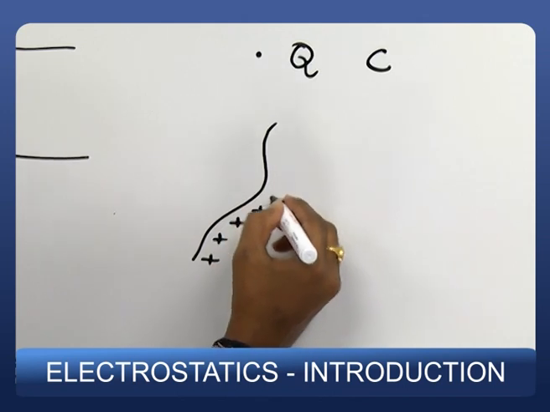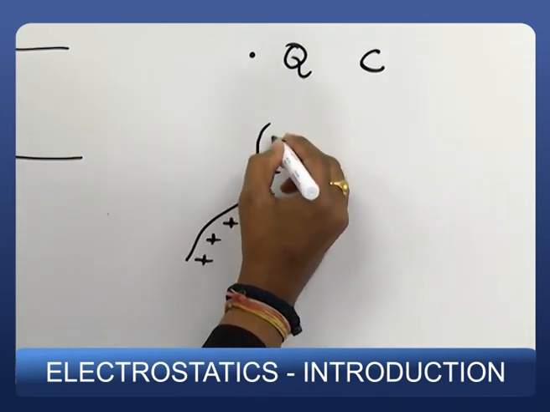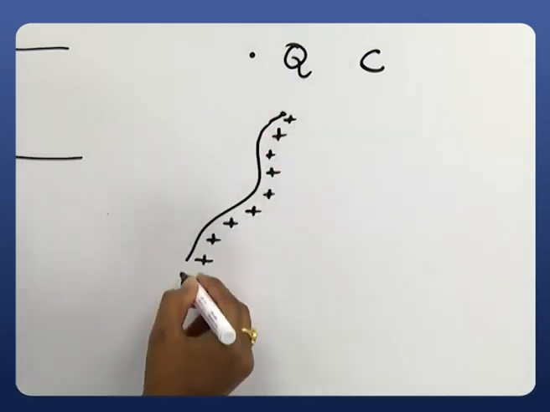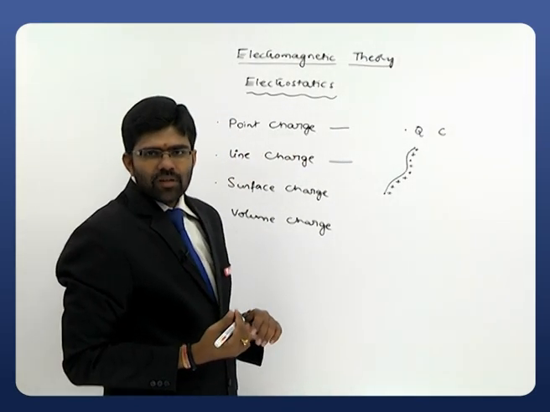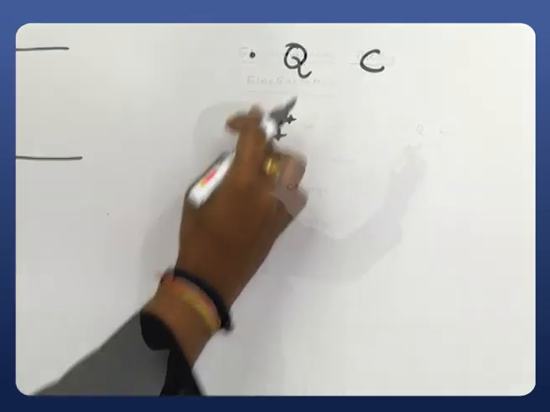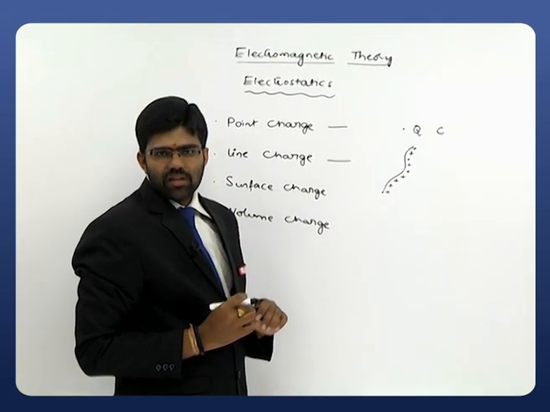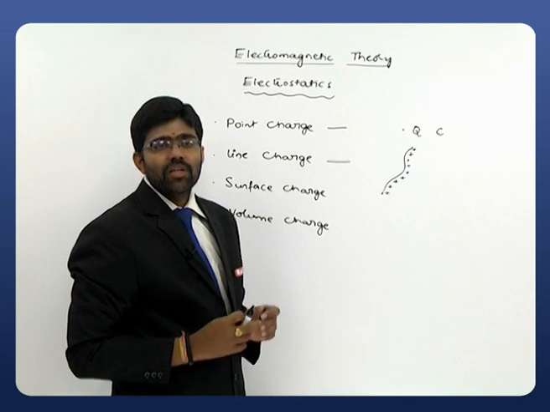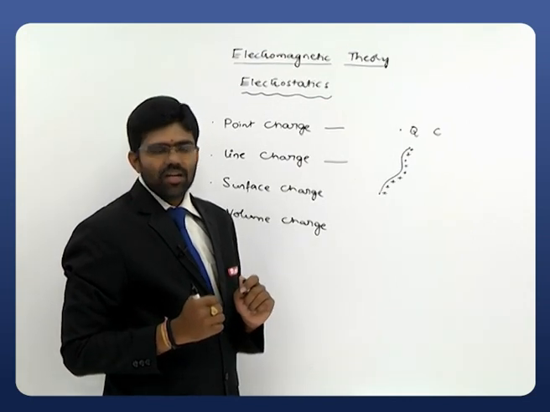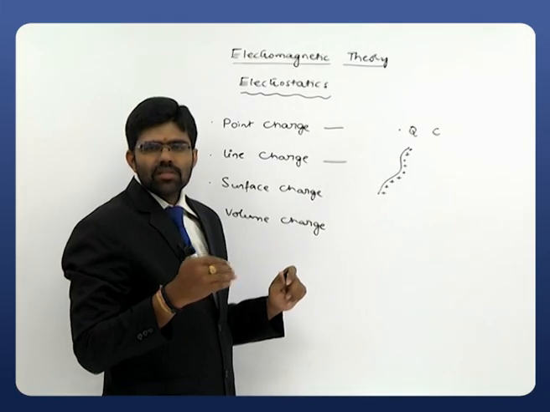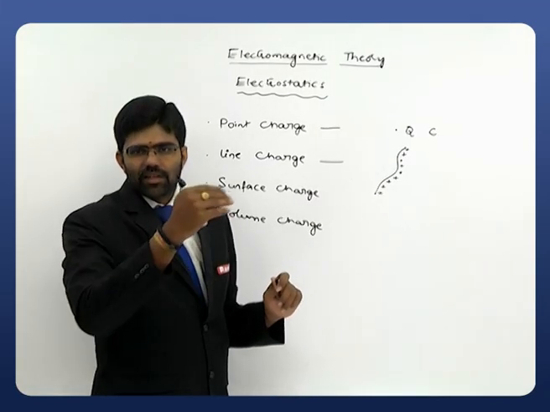On that line, the charge was uniformly distributed. So clearly this particular type of charge is said to be line charge. Now how to calculate the total charge for a given line charge? If you want to calculate the total charge for a given line charge, we need to observe how the charge was distributed over that line.